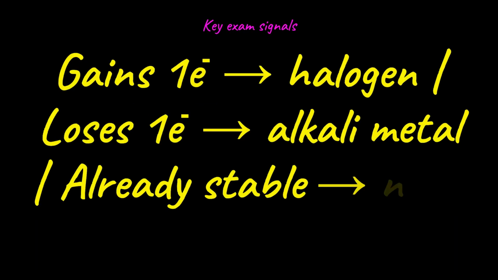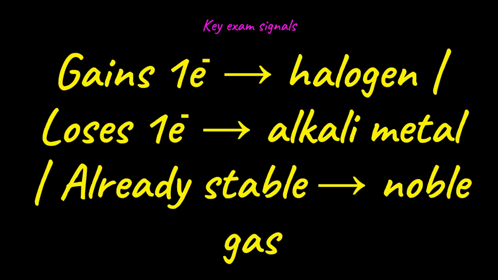When an exam item says highly reactive non-metal or gains 1 electron, that points to the halogens. Loses 1 electron points to alkali metals. Unreactive or already stable points to the noble gases. Recognizing these electron behaviors is the fastest path to the right answer.